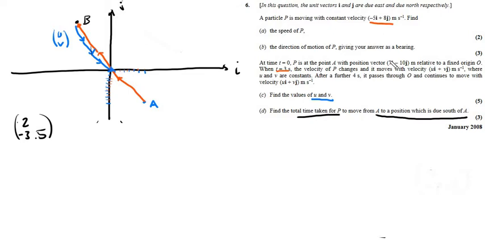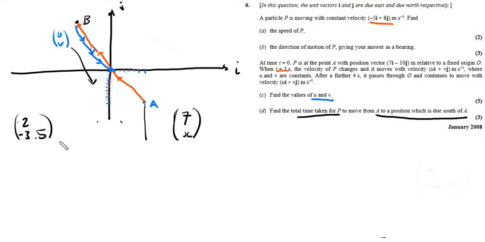Okay, so we know that A has the position vector 7i minus 10j. We know that the particle's moving in this direction. And so when the particle is somewhere south of A, it's going to have the position vector of 7 something. We just don't know what the j vector is.